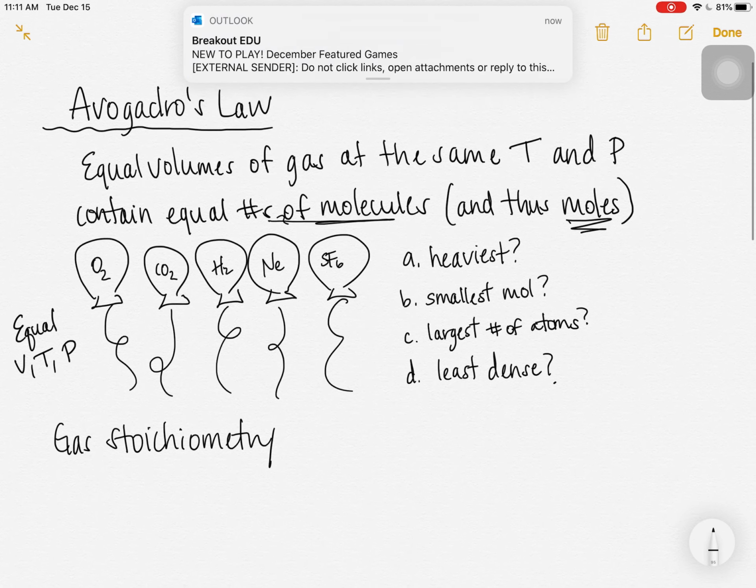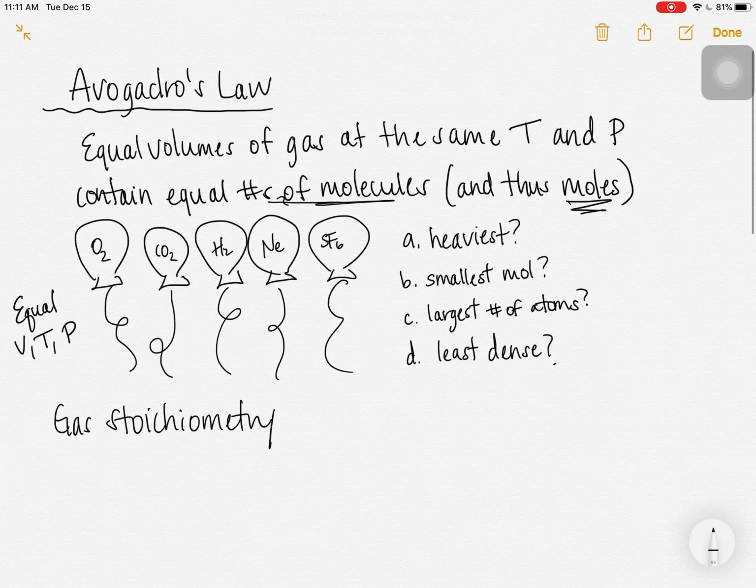I'll go out of order just for a second because B, hopefully, just from what we've said, should jump out at you because we just said if V, T, and P are equal, then moles are equal, okay? So when B says who has the smallest number of moles, it's a trick question. They're all equal. We also know molecules are equal, but notice my other 3 questions don't deal with molecules. So let's do question A.